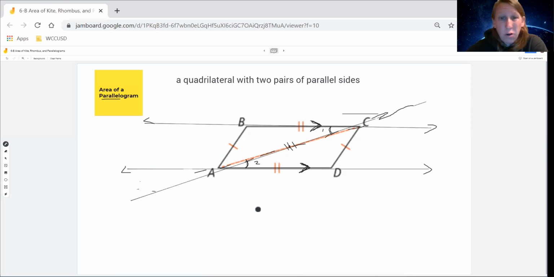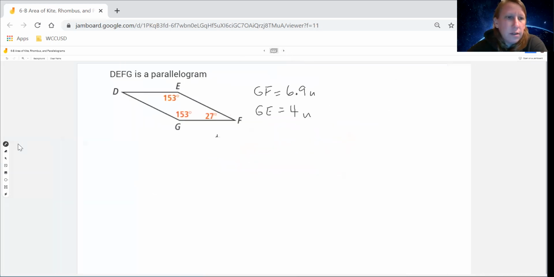I can do the same thing over again and show you with a different pair of parallel lines that AB is also parallel to DC. All right, that was fun. What about the diagonals in a parallelogram? What are those like? I don't know. All right, let's play with this one.